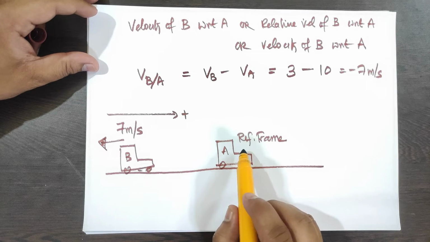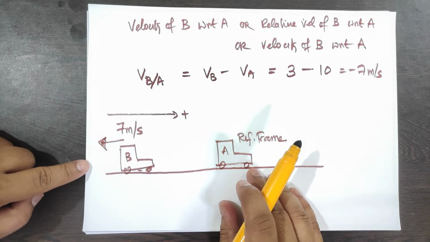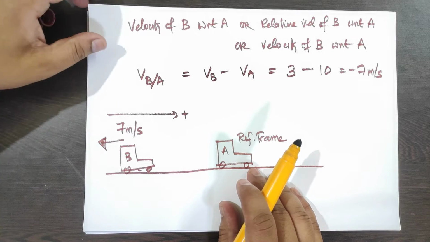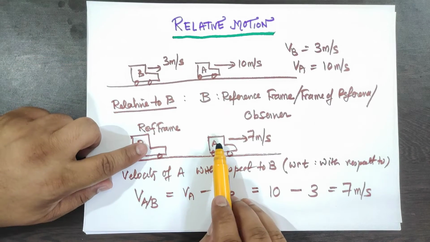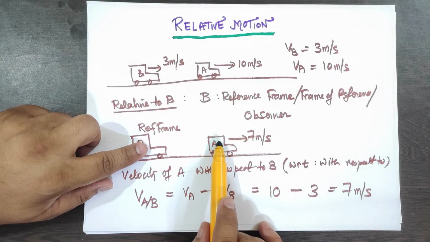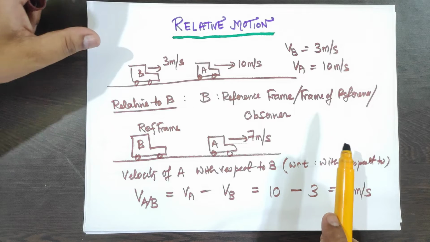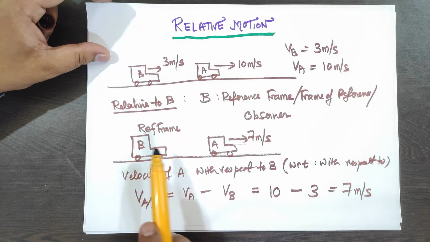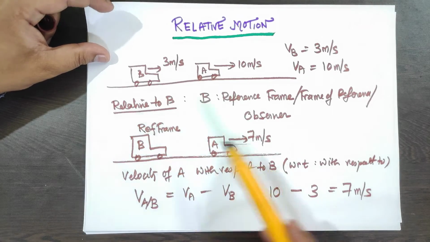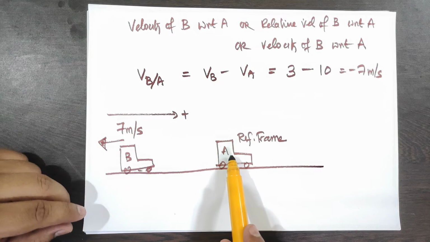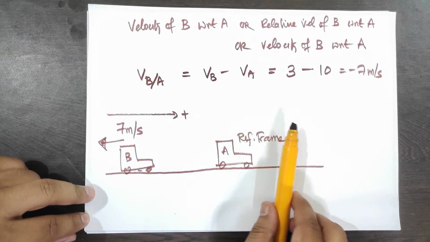So if you are someone sitting inside car A, then you will see B moving backwards at a velocity of 7 meter per second. And if you are sitting inside car B, then you will see B at rest and car A moving at 7 meter per second forward, and you will see the trees also move. With respect to B, the trees will move at a velocity of 3 meter per second towards the left, and with respect to A, the trees will move at a velocity of 10 meter per second towards the left.